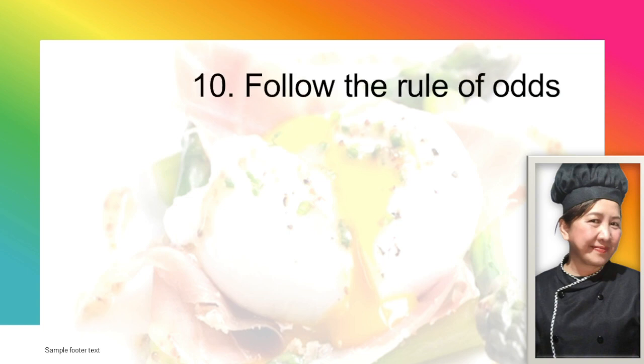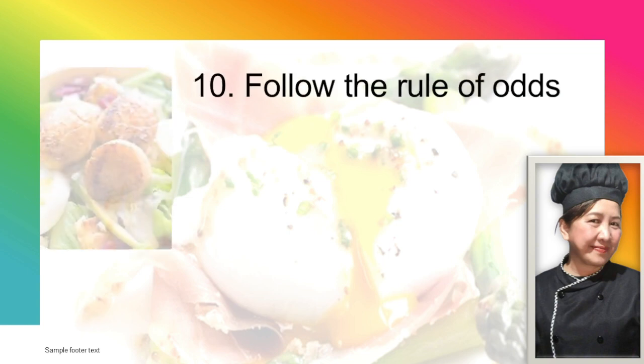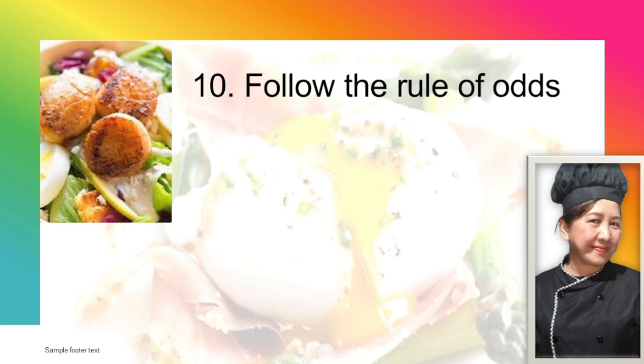Okay, number 10. Follow the rule of odds. Having an odd number of elements on a dish is more visually appealing than having an even number. It creates the impression that piece of food is being framed by the others. Keep this in mind whether you are serving different types of food or more than one piece of the same food. For example, if you are serving scallops, serve either 3 or 5 instead of 4.